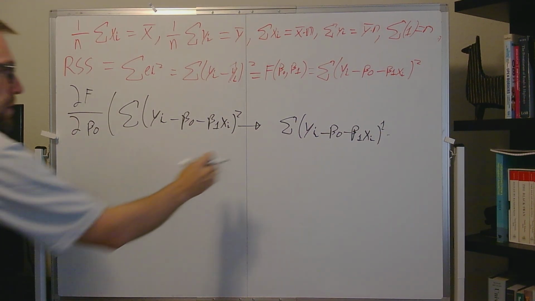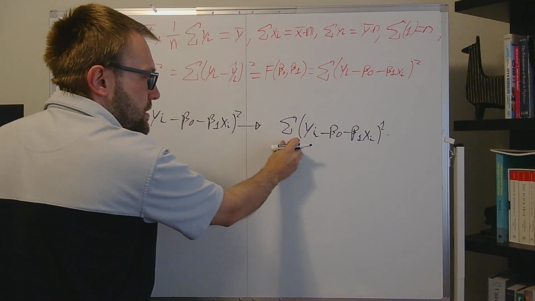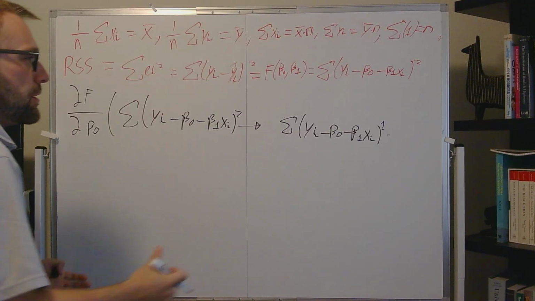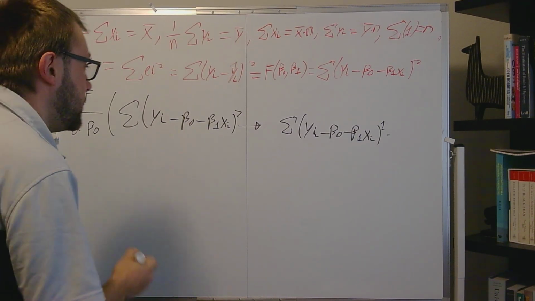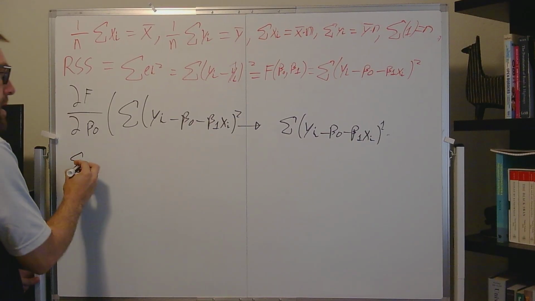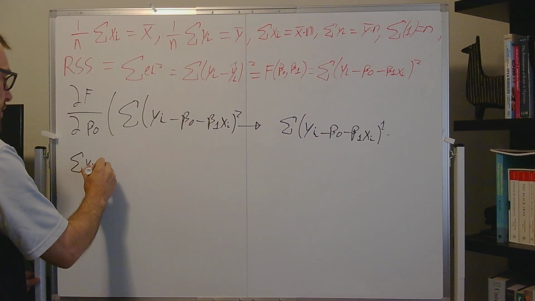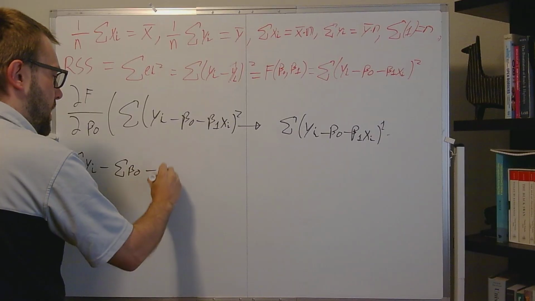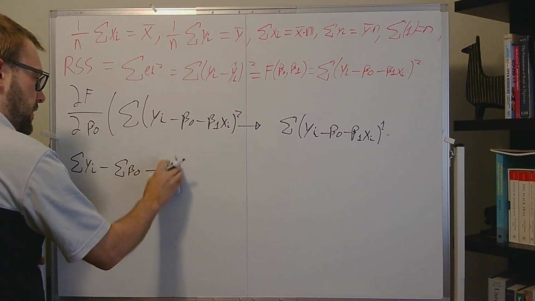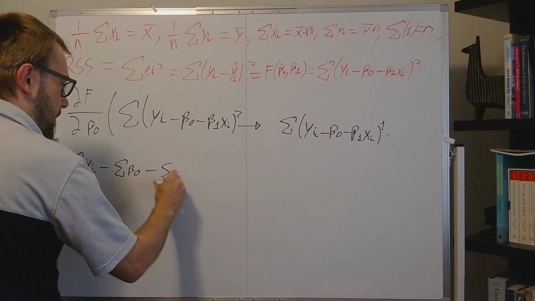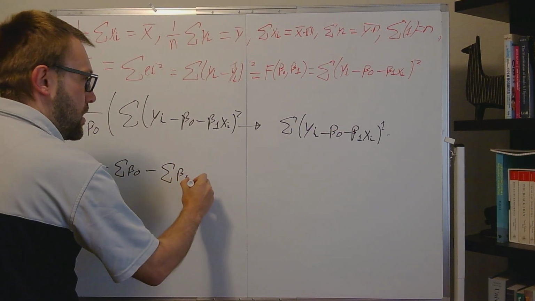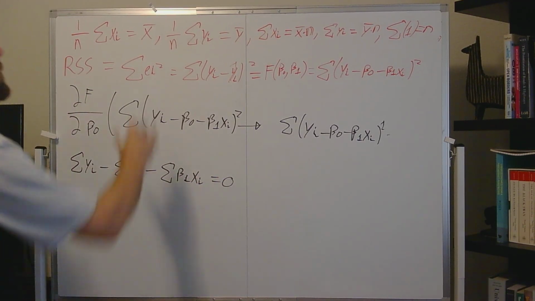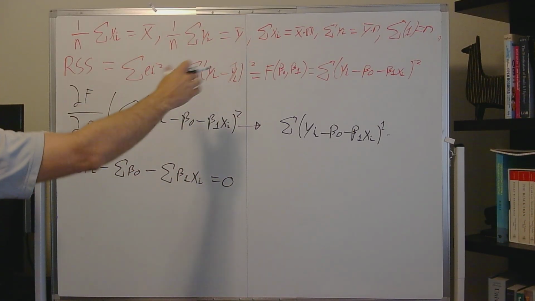Next thing we can do with our summations, we can break them apart into individual terms. So we can distribute the summation like we would some other coefficient on the outside of a parentheses. And so this becomes sigma yi minus sigma beta naught minus sigma beta 1 xi equals 0.